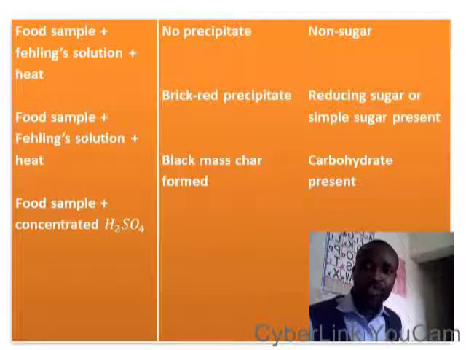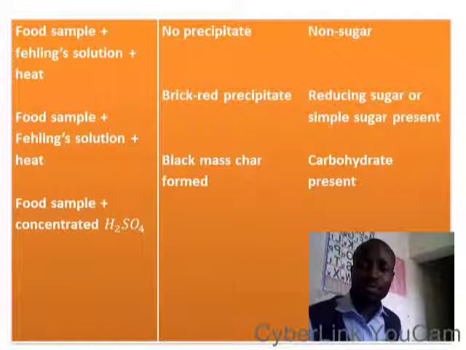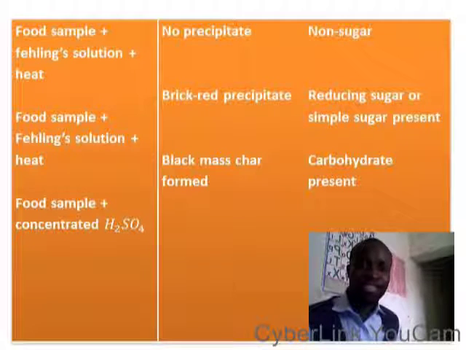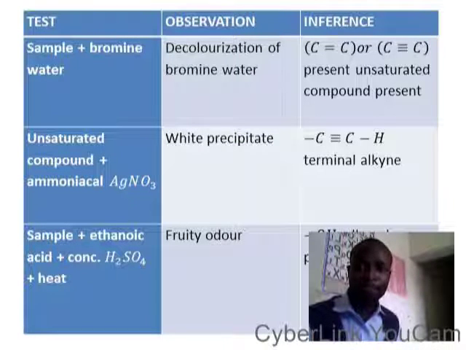Now, food sample plus Fehling's solution plus heat. If there is no precipitate, it is a non-sugar food. Food sample plus Fehling's solution plus heat, brick red precipitate, a reducing sugar or a simple sugar is present. Food sample plus concentrated H2SO4, black mass formed, carbohydrate is obviously present. Test, observation and inference continues.